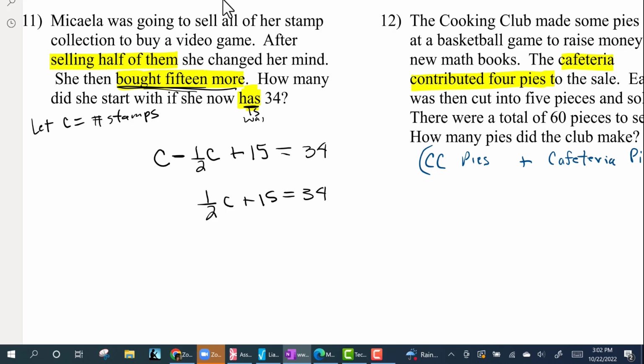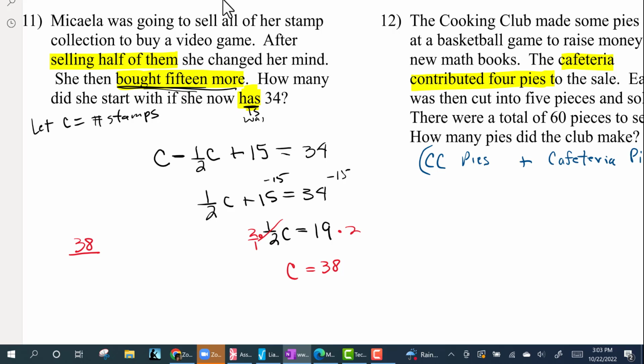And then once you subtract the 15 from both sides, I think that's 19. Now be careful, you're multiplying by a fraction, and so to cancel multiplying by a fraction, just multiply by the reciprocal, but make sure to flip both sides. So she started off with 38 stamps. Let's see if that works out. So she started with 38.